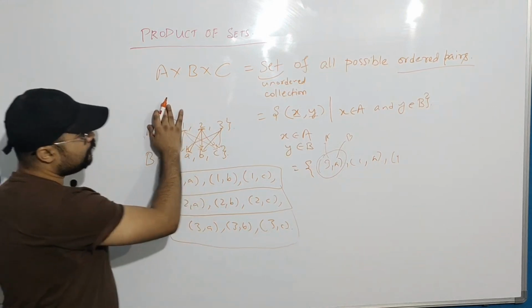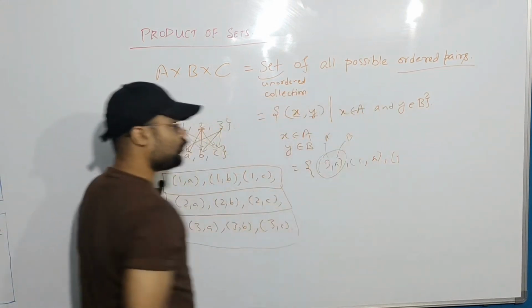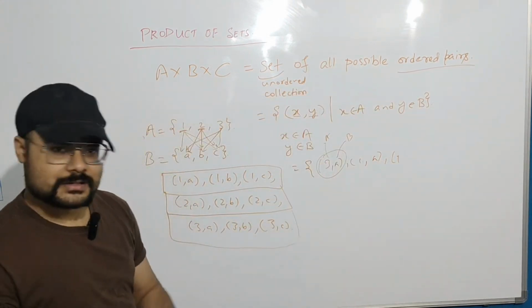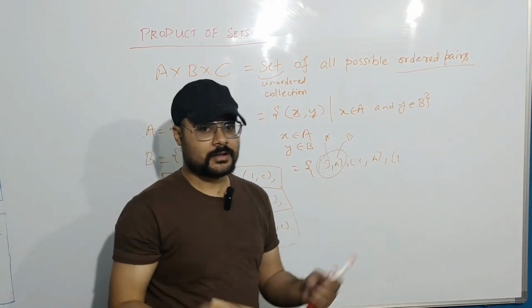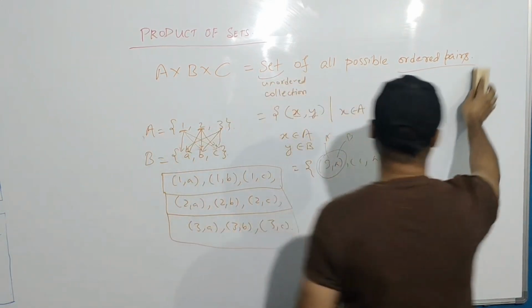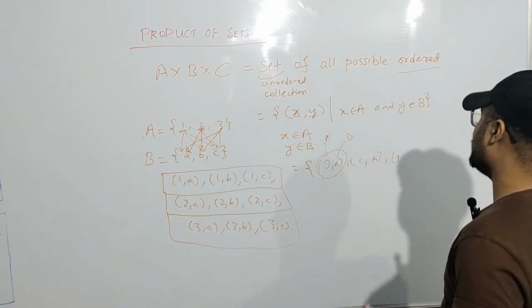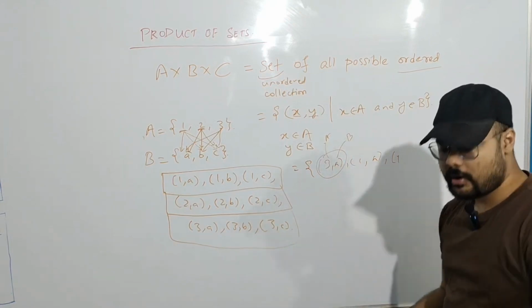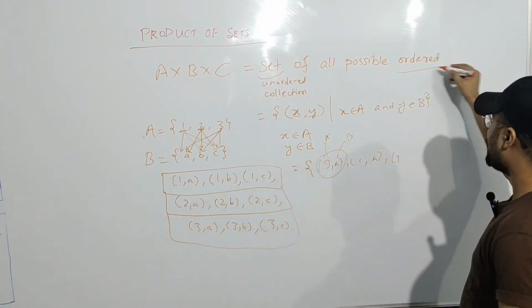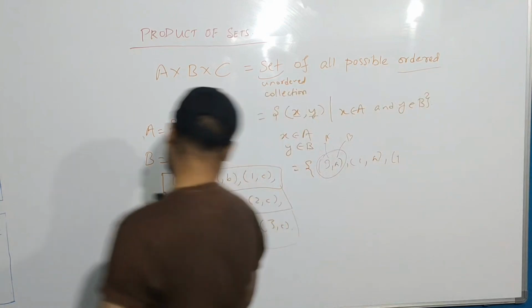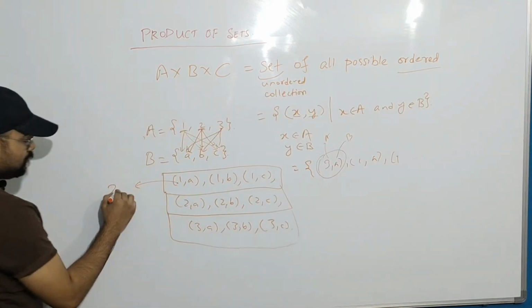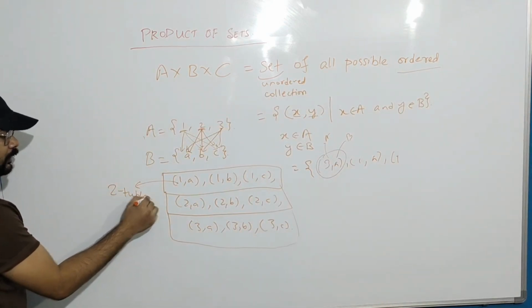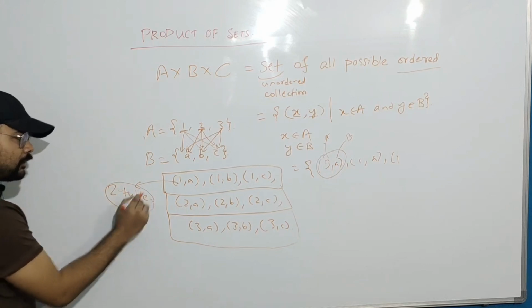Then this is a set of all possible ordered pairs. No, it is not pairs anymore. It's a set of ordered entities, but that entity is an ordered tuple, a three-tuple. Actually, ordered pairs are two-tuples. You can think about what a tuple is now.